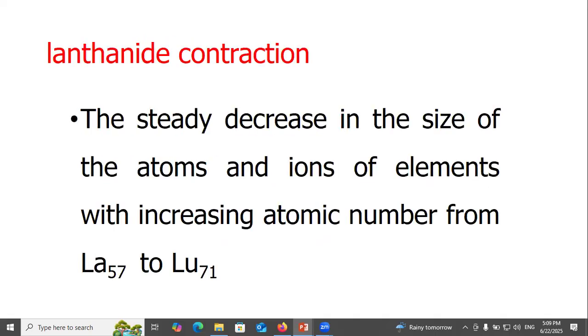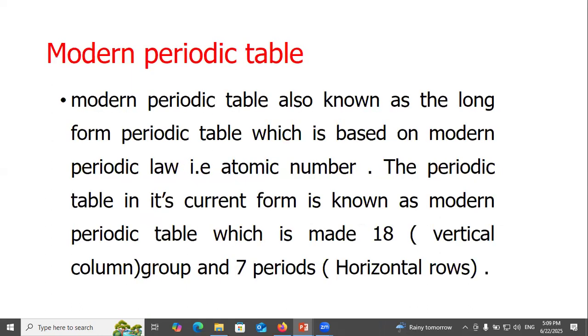Lanthanide contraction: the steady decrease in the size of the atoms and ions of elements with increasing atomic number from lanthanum to lutetium. The modern periodic table, also known as the long form periodic table, is based on the modern periodic law, that is, atomic number.